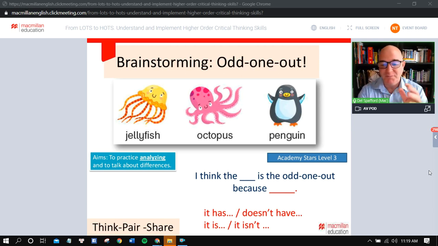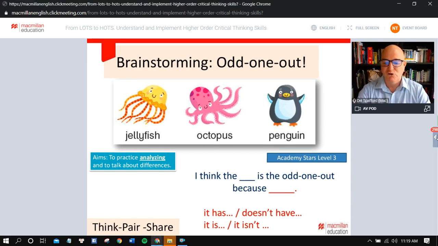All right, for sure. The penguin's the correct answer because it's small. Octopus is the correct answer because it can change color. There are so many different answers that students can look at and can come to a conclusion about, and therefore be correct.